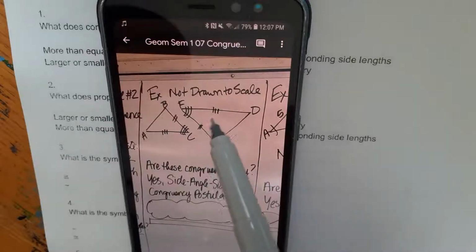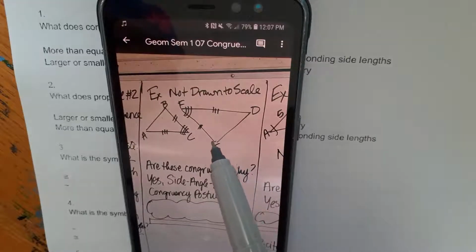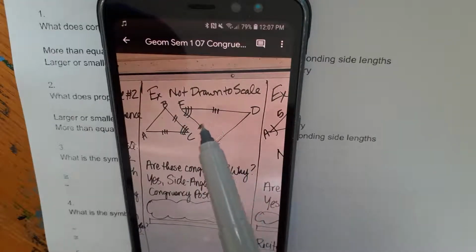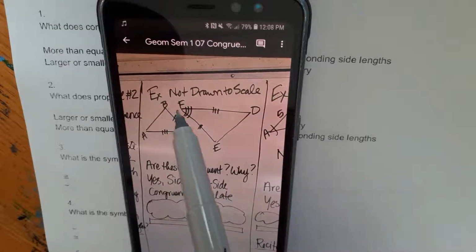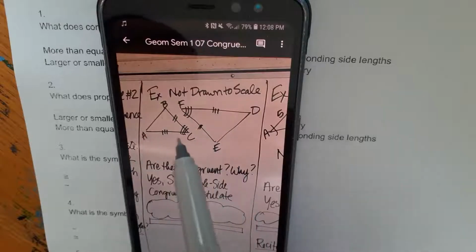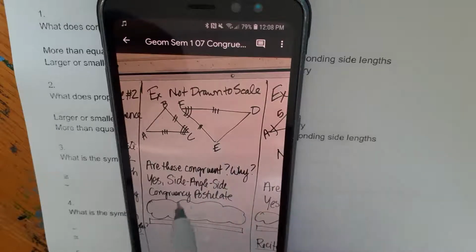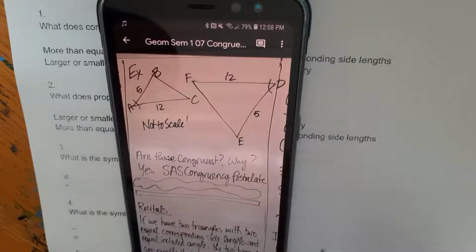So we might have to flip this one, DEF, to see how it lines up exactly, but we can see a 2 tick mark, a 3 tick mark, and a 3 tick mark in that order, a 2, a 3, and a 3 in this order, and that order tells us side angle side. So these two are congruent. They are exactly the same size and shape, and what we have to prove it is the side angle side congruency postulate. That's the definition we're applying.